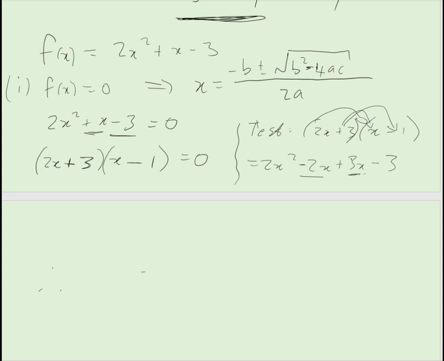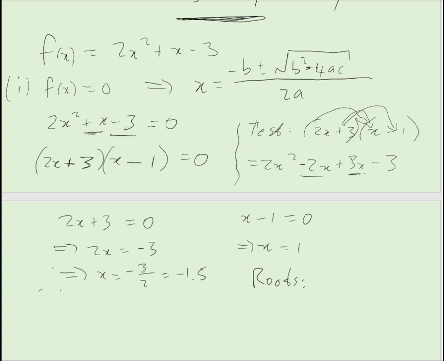So we can get our roots here. So we've got 2x plus 3 is equal to 0. And the other root is x minus 1 is equal to 0. So we can solve here. 2x is negative 3. And this means x is negative 3 over 2. And if you want to write it in decimal, this is just negative 1.5. And on this side, x is 1. So we've got our roots. Our roots are x is negative 1.5 and x is 1. And the roots also means x-intercepts.